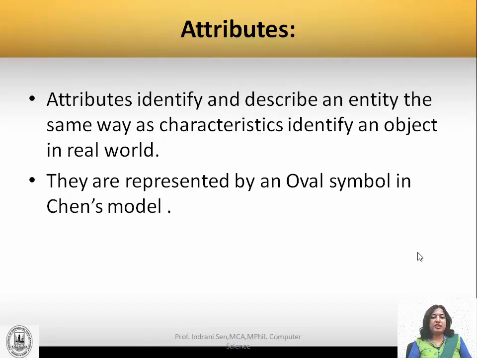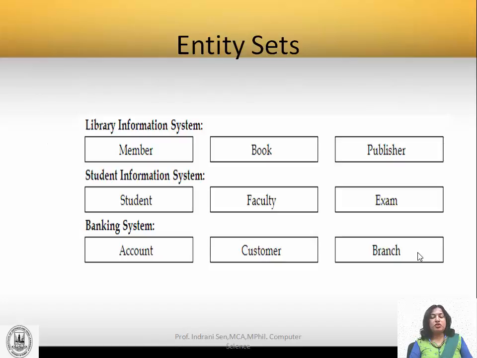We also have attributes. Attributes identify and describe an entity in the same way as characteristics identify an object in the real world. An attribute is represented by an oval symbol in Chen's model. In an ER diagram, apart from the entities, we also have attributes which are connected to the entities. A member, for example, can have attributes like member ID, which identifies a member, the name of the member, the address, phone number, etc.